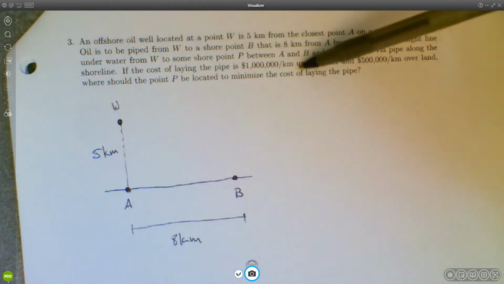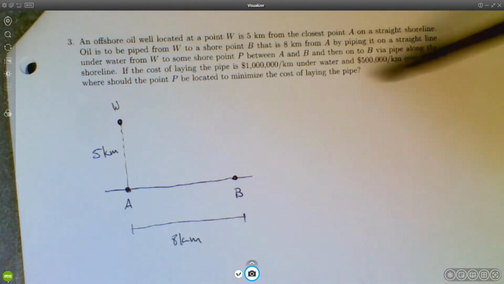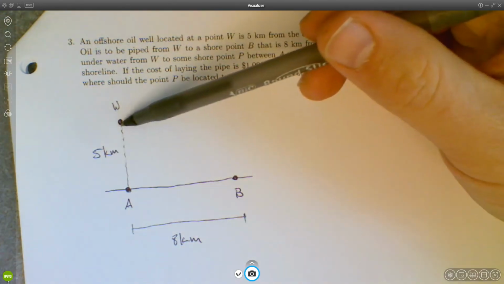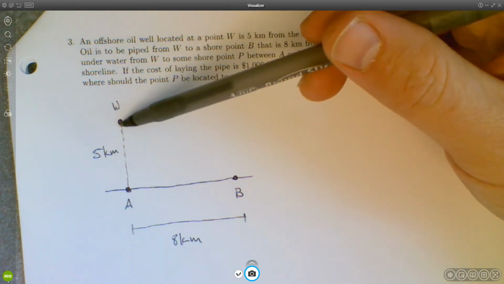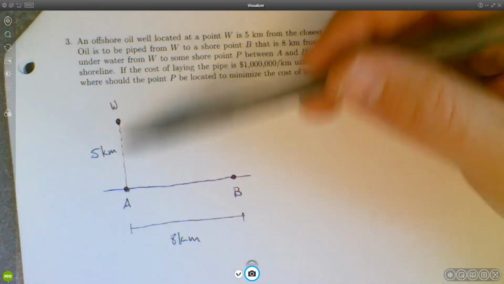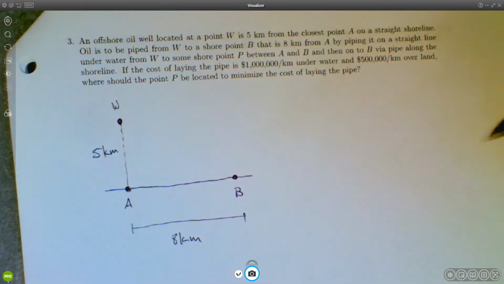Okay, because the cost of laying the pipe underwater is twice as much as the cost of laying pipe over the land. So they kind of want to get to land as quick as possible. So that kind of leads me to think, why not just go to A and then B? Well, that's gonna mean more piping.